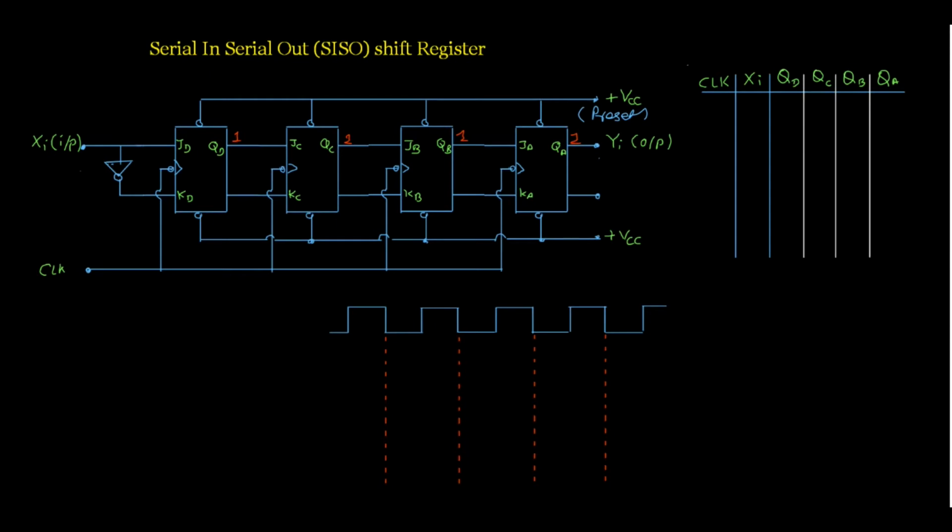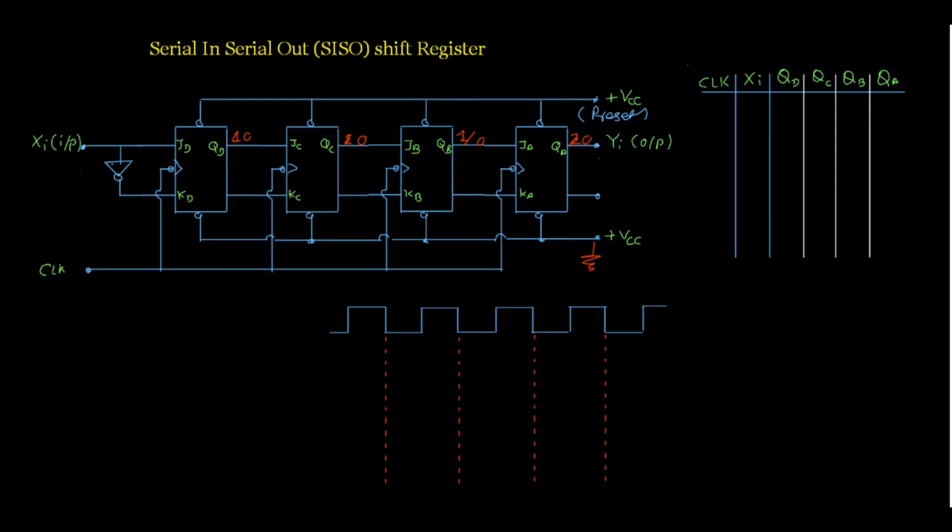Then if we see here, this is the clear input of all the flip-flops. These clear inputs are also connected to VCC. Here the clear inputs are active low. So when we connect this terminal to ground instead of VCC, then the flip-flop is going to be reset. Here it is going to be reset like this. So in this way, the flip-flop has the preset and the reset facility.